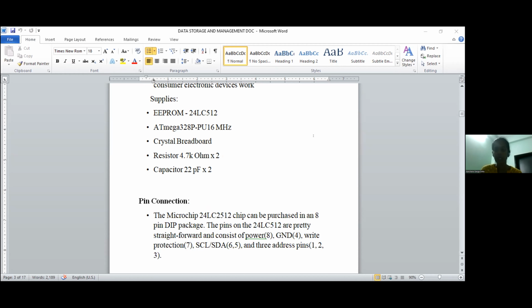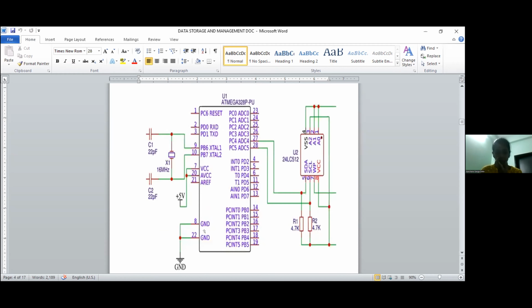So in the pin connections, firstly we have the 28-pin dual in-line package. Here we can see it. And we have the protection pin at 7. This is the VCC pin. And we have ground pins at 8 and 22. We have the reset pin, receiving pin, and transmission pin, which are 1, 2, 3. These pins are for the crystal oscillator, that is 9 and 10.